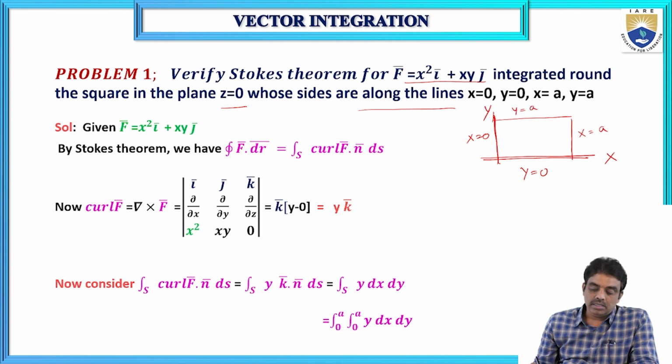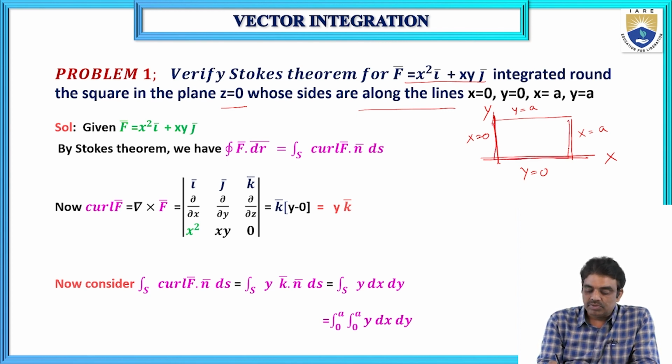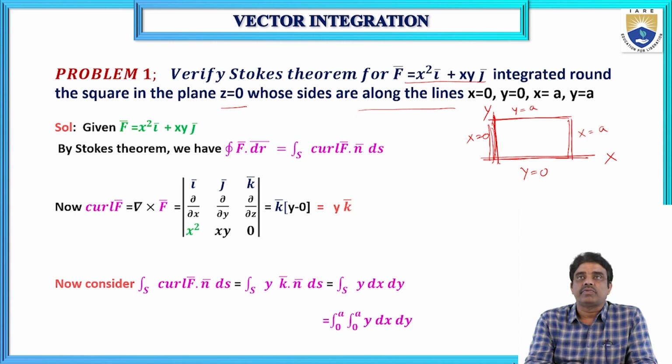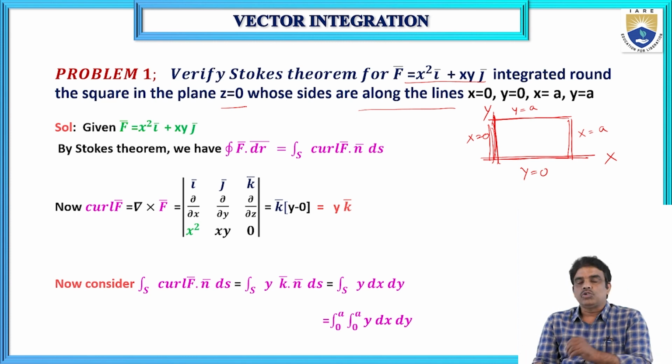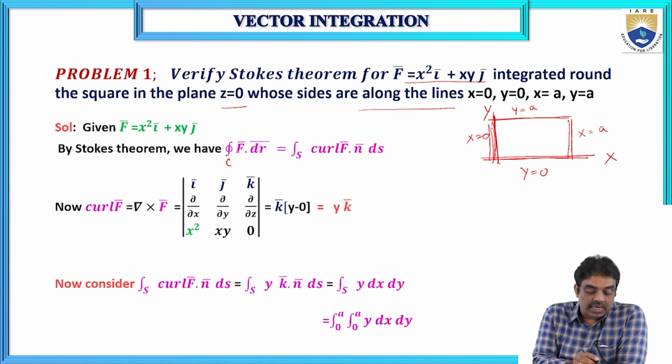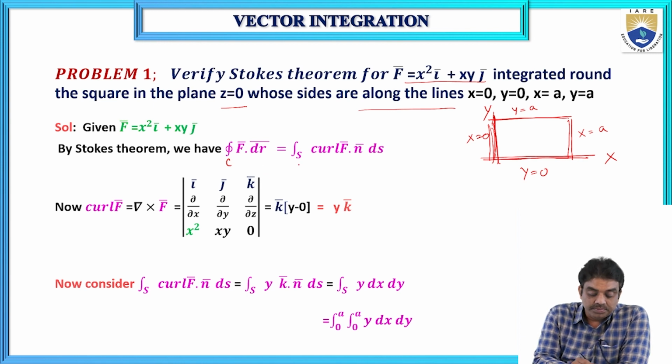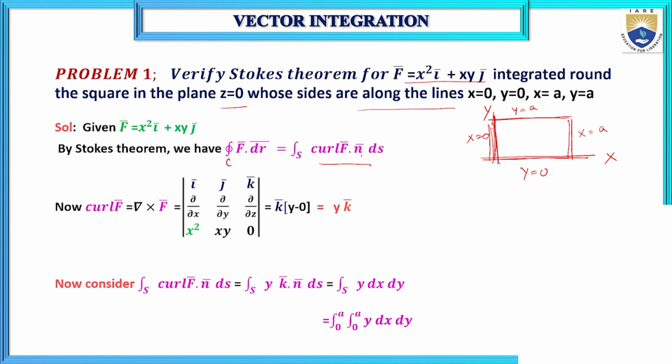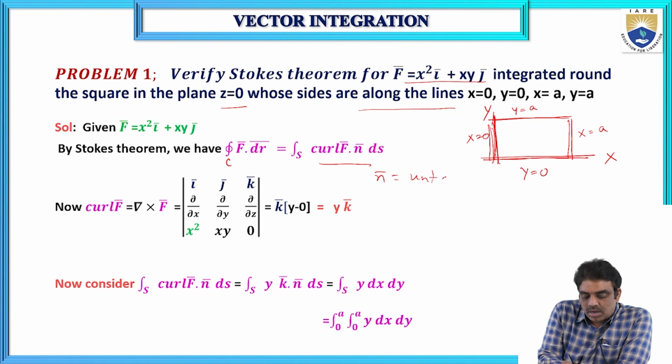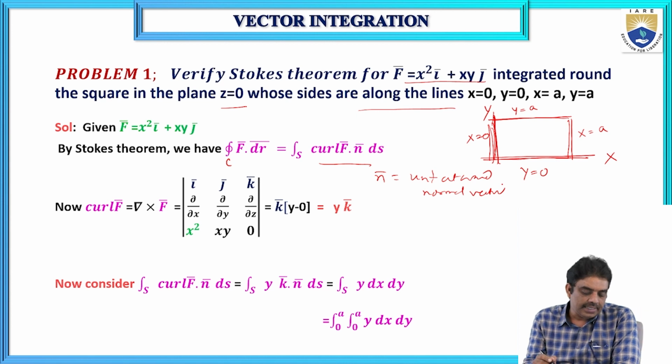So the line integral is to be evaluated along the lines y equal to 0, x equal to a, y equal to a, and x equal to 0, that is, the integral of f bar dot dr bar. Given f bar is x square i bar plus xy j bar. So by Stokes' theorem, what we have to verify is that the integral over the closed curve C of f bar dot dr bar is equal to the integral over the surface of curl f bar dot n bar ds, where n bar is the unit outward normal vector to the surface.